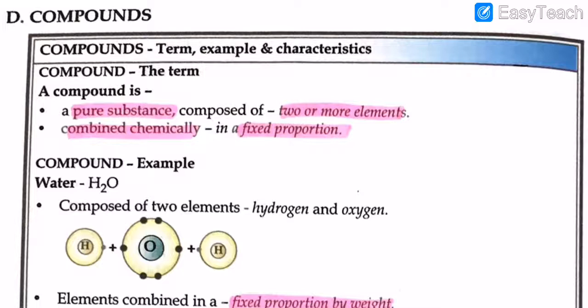Compounds can be separated only by chemical means, not physical means, like hand picking or sieving. I can't take water and sieve it and say that I'll get one hydrogen element and one oxygen element. That will not happen. It can only be separated by chemical means.